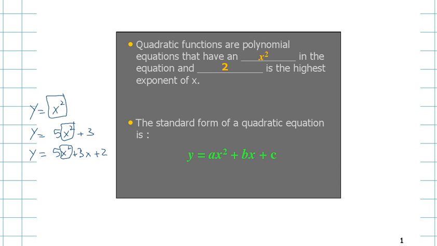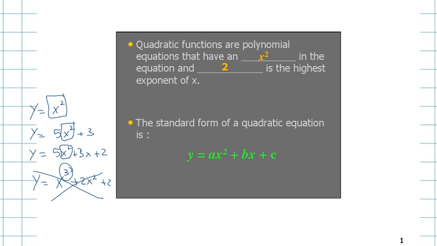okay? Once you have something that looks like this, for example, then right away we're going to say this is not a quadratic because your highest exponent is now 3. Okay? So, for it to be quadratic, your highest exponent must be 2. You can have 1 term, 2 terms, or 3 terms. Are we okay with this?